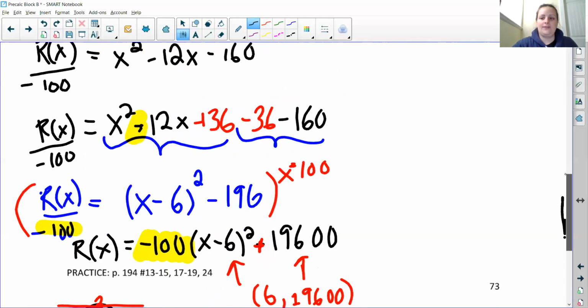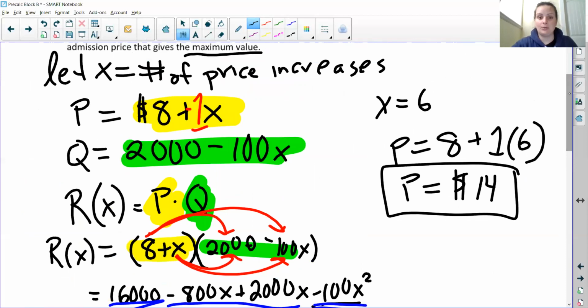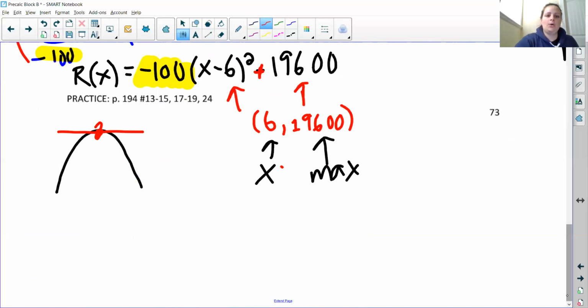All right, and if you wanted to find out what that quantity, that amount of people would be, you could substitute 6 in for x here. 2,000 minus 600 means that you would have 1,400 people coming in, but that wasn't what the question was asking for. Okay. What I'd like you to do now is try these questions here.